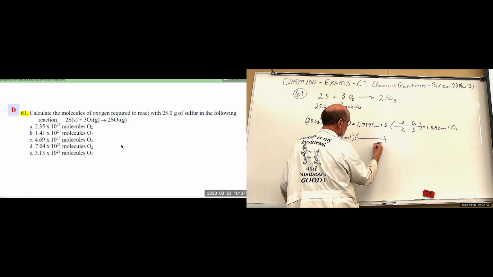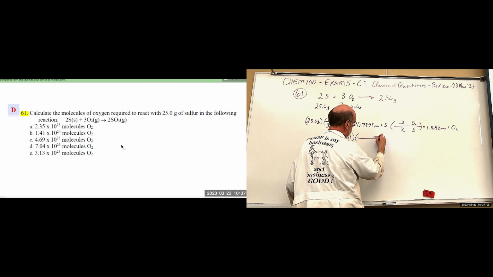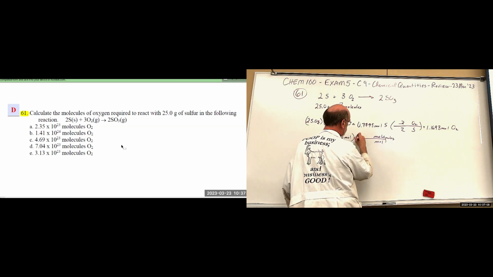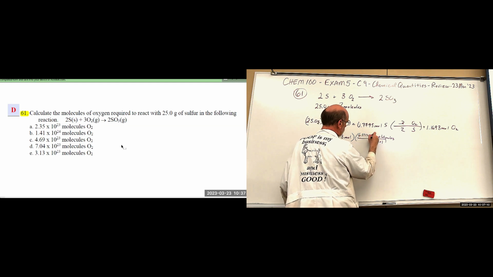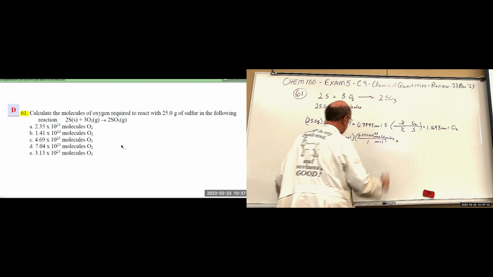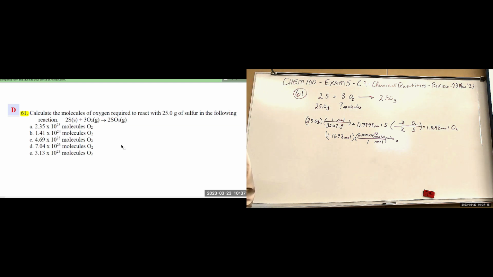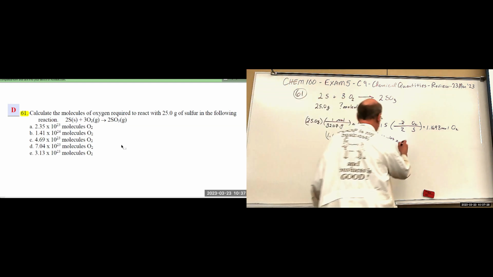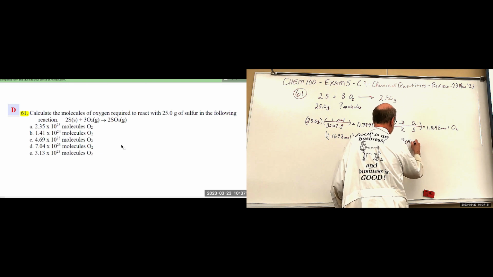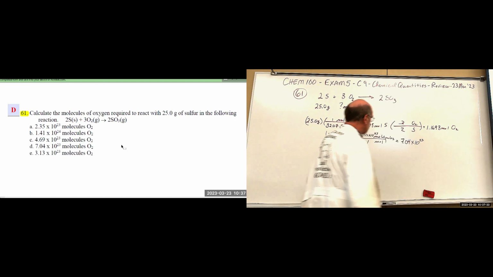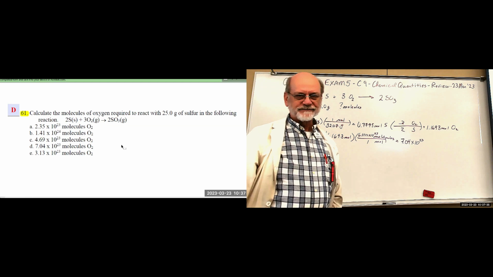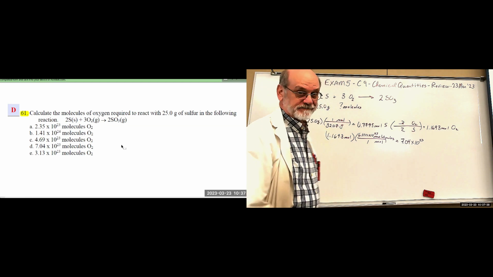Right? So the magic number here is again Avogadro's number. So let's take that number, plug in Avogadro's number. And that's, let's see, three significant figures, 7.04 times 10 to the 23rd molecules of oxygen. That would be D.